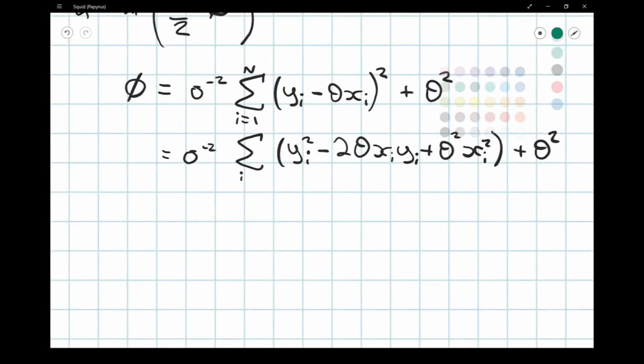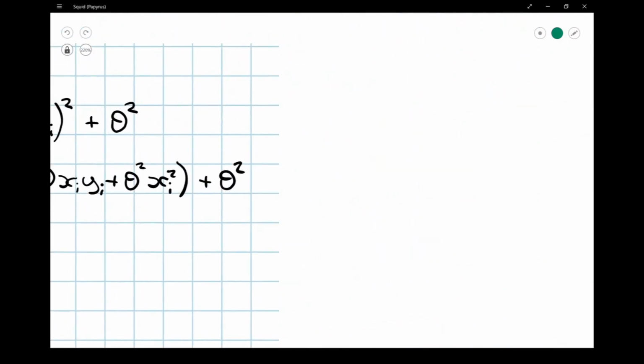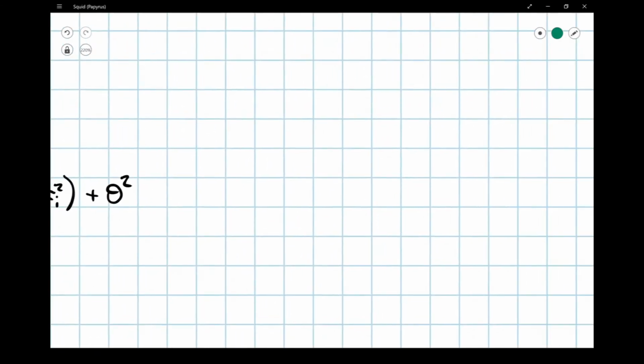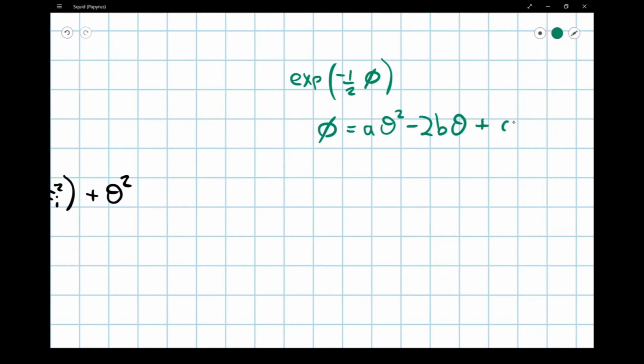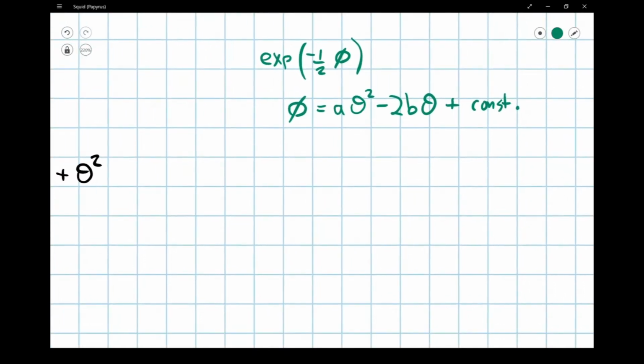So now we're going to do something called completing the square. What I mean is, remember that our posterior distribution is going to be this. If we can get phi into a form, some constant a times theta squared - 2 times another constant b, theta, plus some other constant, that's going to be really good for us because it means we can show that the posterior is Gaussian and we can derive its mean and variance.